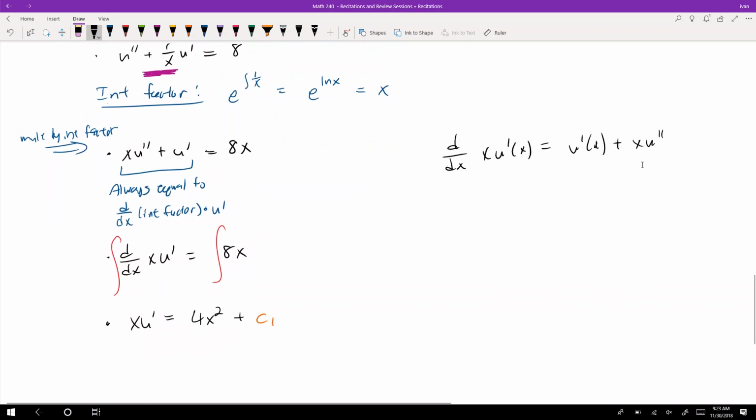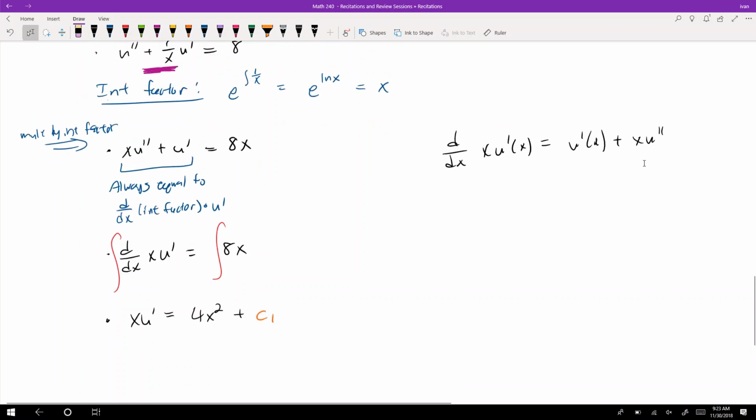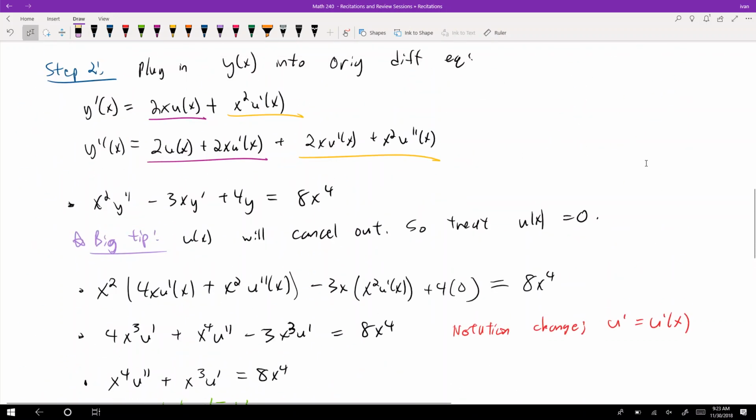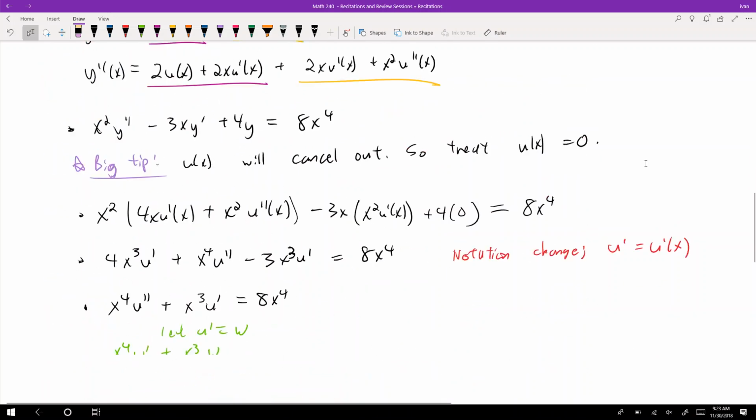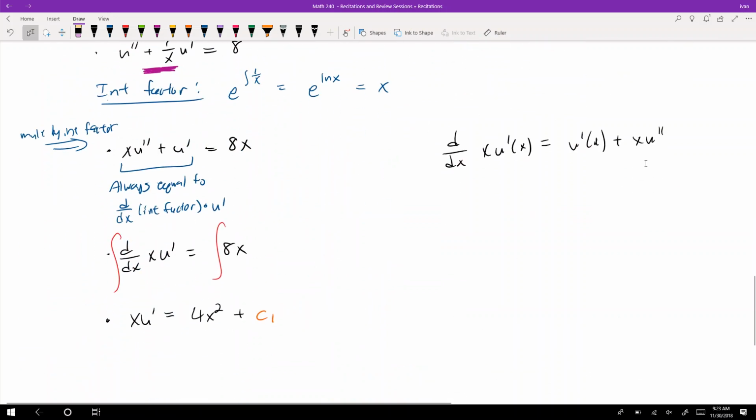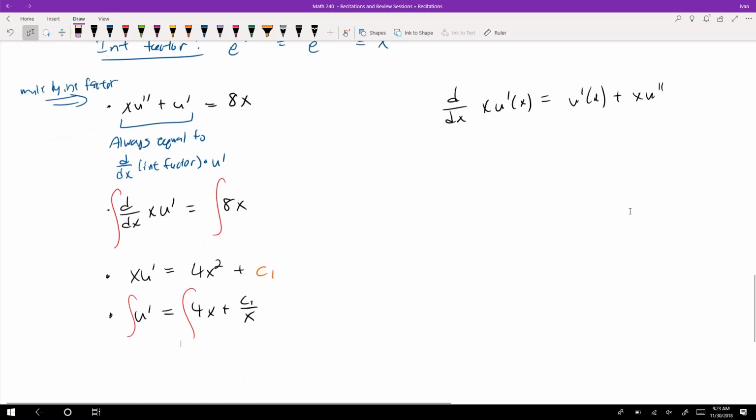Okay, so now we got our c1. We have that constant of integration. So what was our goal? Our entire goal was to solve for this unknown u of x. Right? So now we have u prime almost completely isolated. So let's isolate it. All right, divide both sides by x. We isolate our u prime. And now one last integral on this u prime will get me u.